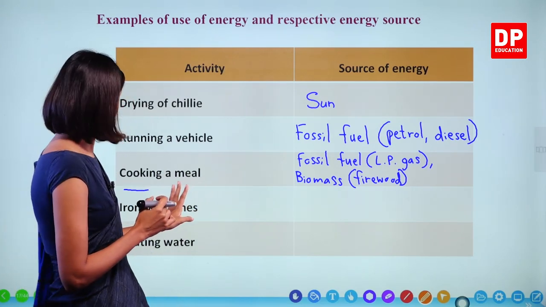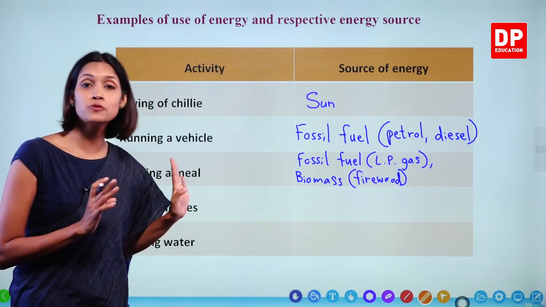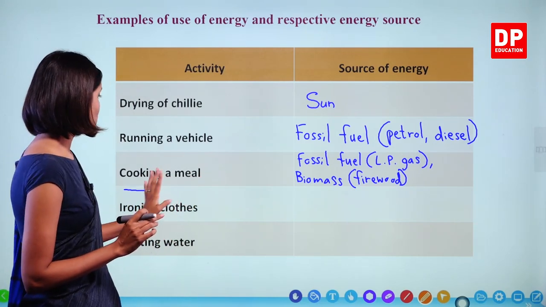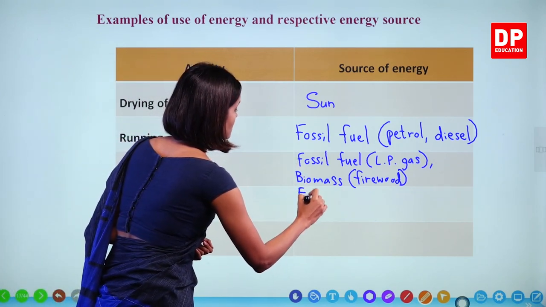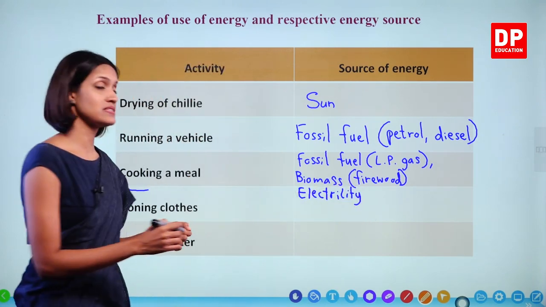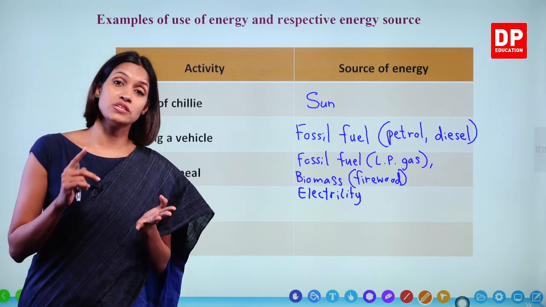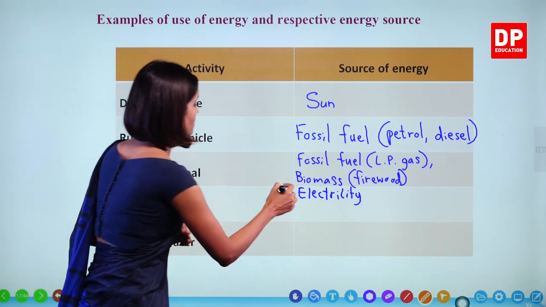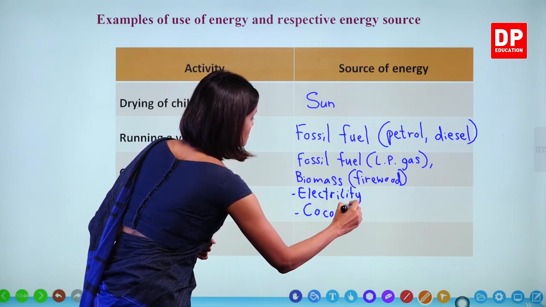Okay, so there are two types of iron. In some rural areas where there is no electricity, they still use this type of iron that uses coconut shell charcoal, okay? So, we will write both ways. Ironing clothes: electricity, but electricity is actually an example. You have to write that there are different ways to generate electricity, using hydropower, using solar cells, okay? And coconut shells.